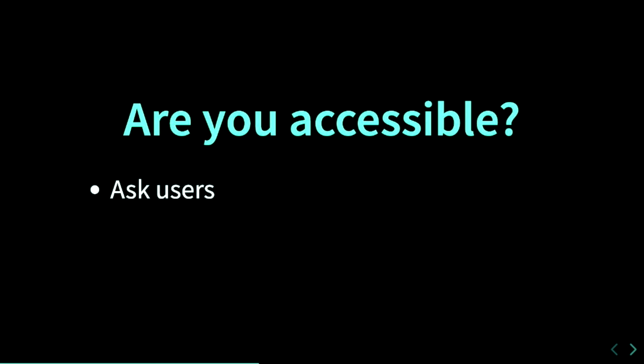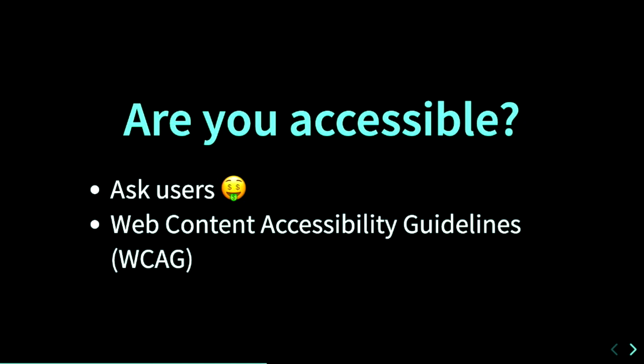So asking users when you're not sure, when you're new on the accessibility journey, might not be the best way to go. But what you could do is use the Web Content Accessibility Guidelines, or WCAG. These are pretty much the huge checklist available from the W3C group that supposedly tells you whether your stuff is accessible.